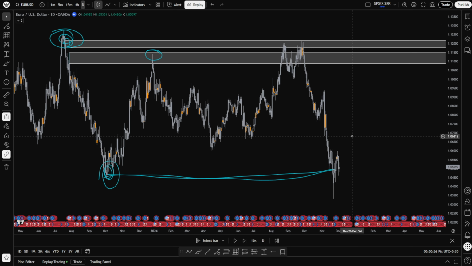Alright, so guys, this is the simplest way to mark your strong and weak order blocks. If you didn't understand this, I suggest you watch this video once again. I'm sure you will understand.